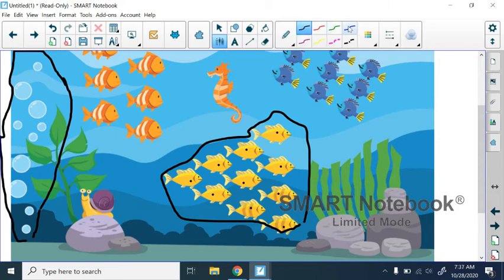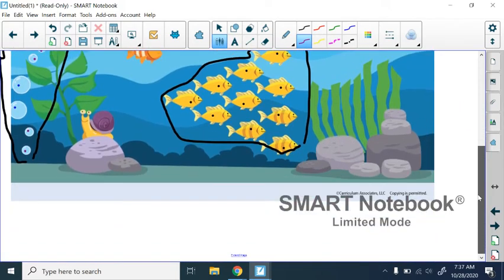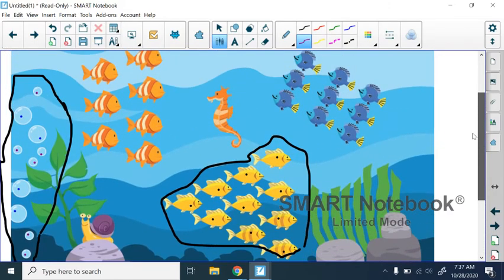I notice that there's 4 large bubbles, and 1, 2, 3, 4, 5, 6 small bubbles. So 2 little groups inside one big group of bubbles. I also kind of see that down here with the rocks. There's some large rocks and there's some small rocks. Lots of things we notice about the groups on this page.